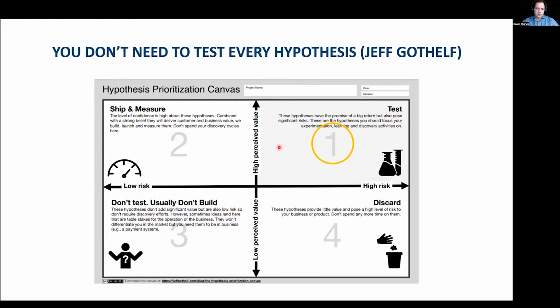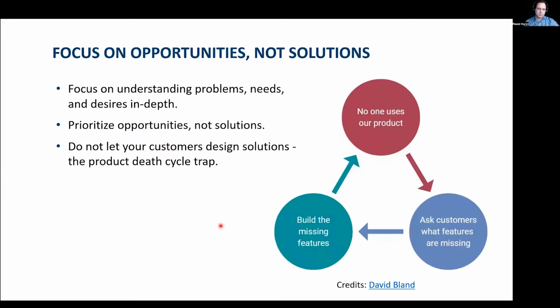If there is a high risk and low value, we can just discard this assumption because there is no point in implementing something that is risky and won't produce much value. If there is low risk and high perceived value, we can just ship the solution. We also don't need to test it. And if it's low risk, low perceived value, we really don't care, and usually we don't build it because there are more important things on the agenda.